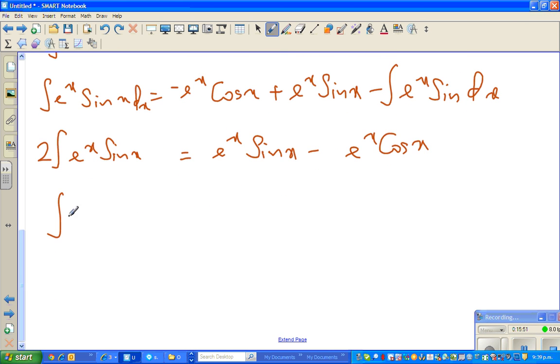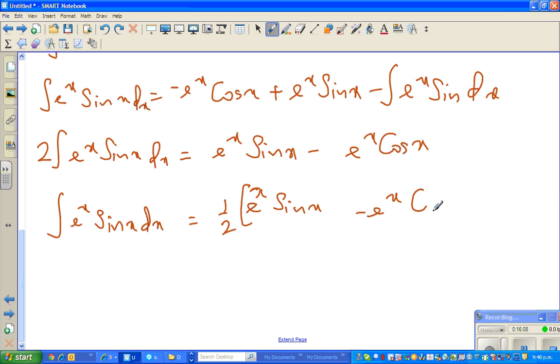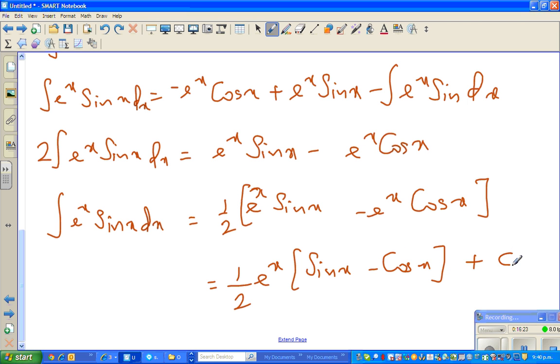Therefore integration of e to the power x sin x dx, I'm dividing, so this is half times e to the power x sin x minus e to the power x cos x. So I can take e to the power x, I can factor that out. So e to the power x times sin x minus cos x. Of course, you should never forget the constant of integration. So this is your final answer.